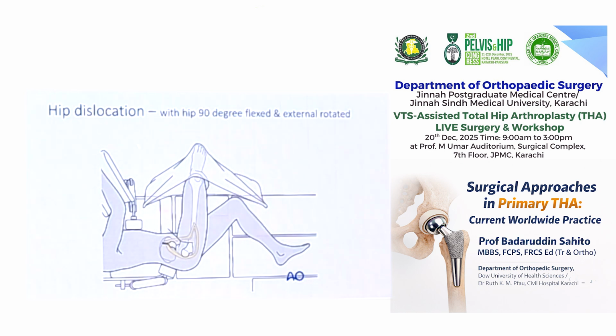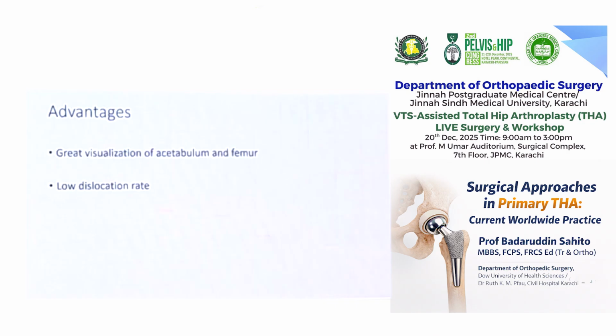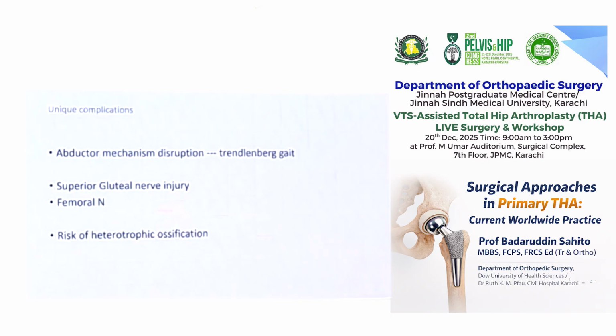Okay. So if you're doing it in supine, you need to flex to 90 degrees and externally rotate. Then you will be able to dislocate the hip joint. Again, the advantages are greater visualization of the acetabulum and femur, and fewer chances of dislocation as compared to the posterior approach. But the unique complication is that the abductor mechanism gets disturbed. So in some patients, not always, there is a Trendelenburg gait. Superior gluteal nerve injury is more common because it lies 5 cm above the greater trochanter. Femoral nerve is less likely to be injured, but there is a risk of heterotopic ossification.